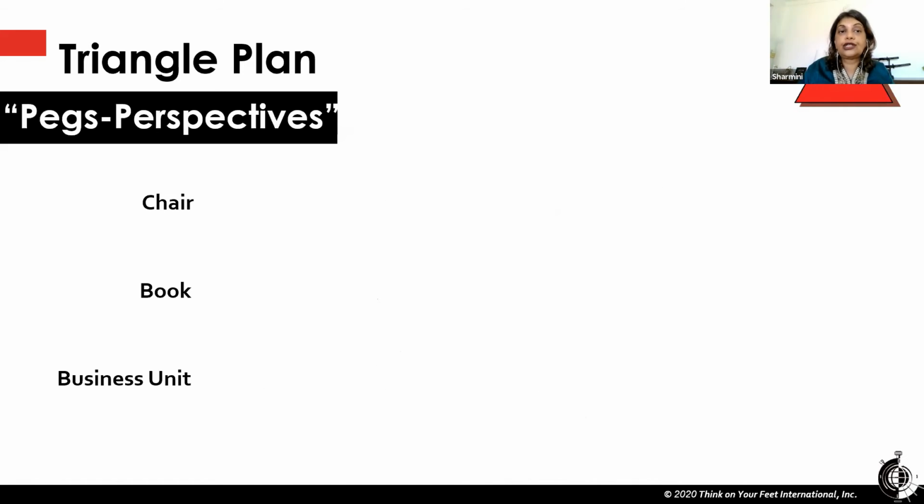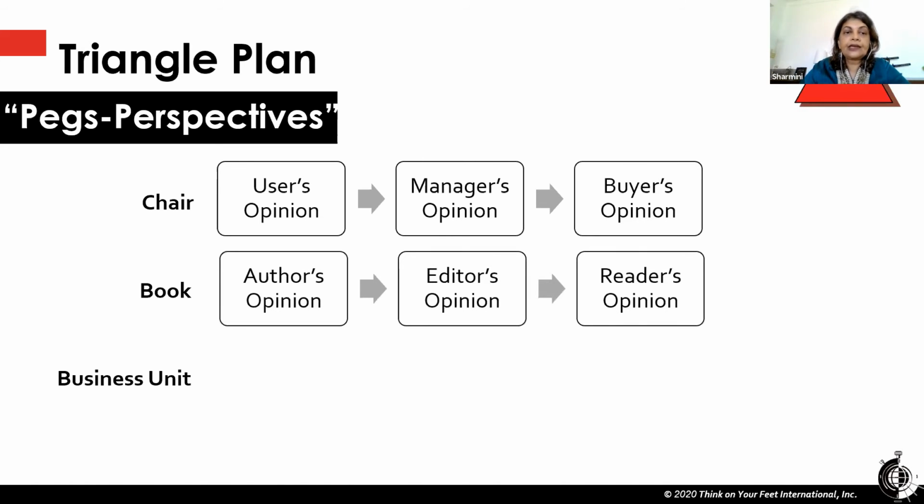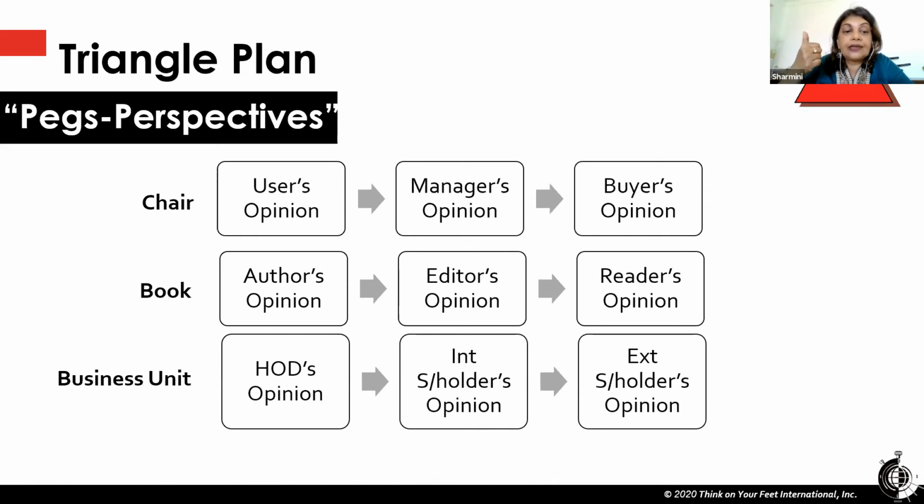Here's another version of the triangle plan, and it's perspectives, all right? Perspectives or viewpoints or opinions. So let's go with the same 3 topics. Chair. I can discuss it from the user's opinion, the manager's opinion, the buyer's opinion. Book. I can discuss it from the author's opinion, the editor's opinion, the reader's opinion, okay? Business unit, I can discuss it from the head of department's opinion, the internal stakeholders' opinion, and the external stakeholders' opinion. All right. This is about whose opinion.